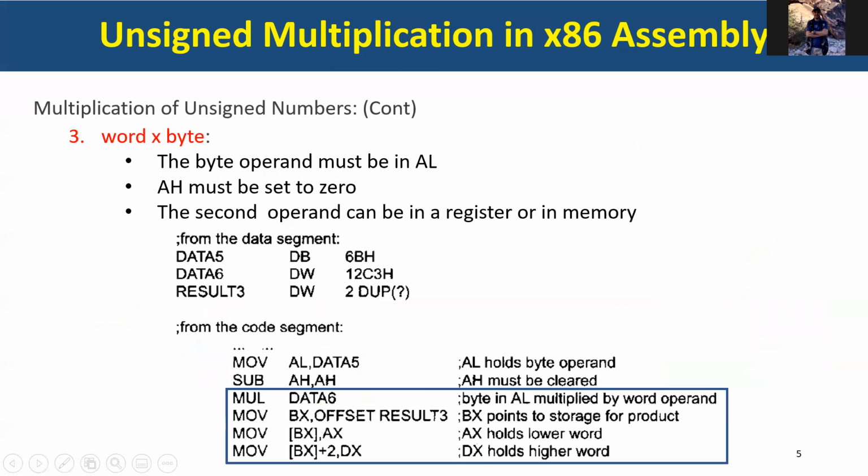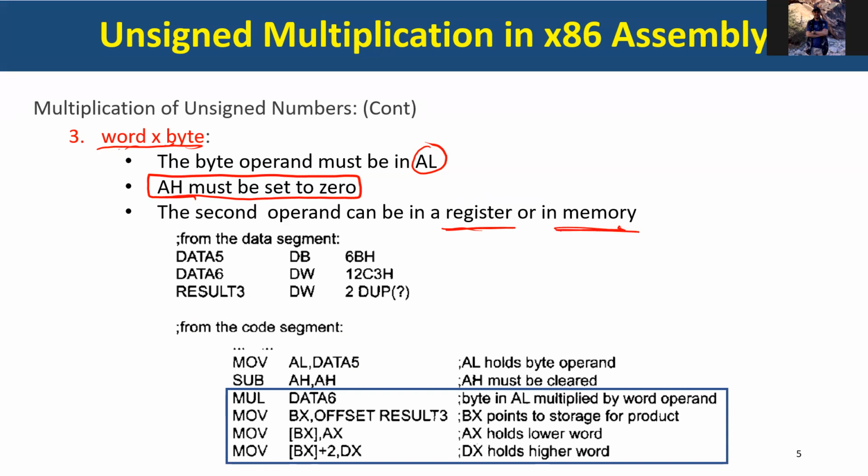The third type of multiplication is when you multiply word times byte. So one operand here will be in AL, and AH must be 0. Otherwise there will be an error. Since the 2 operands are different in sizes, for the processor to be able to differentiate between the 3 cases, in the case of word by byte, AH must be set to 0. And the second operand can be in a register or in memory.